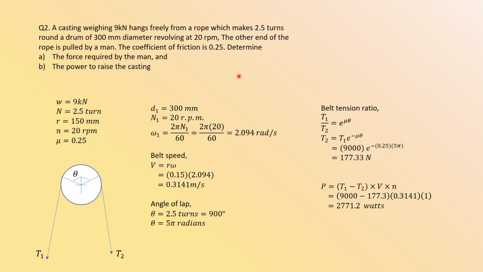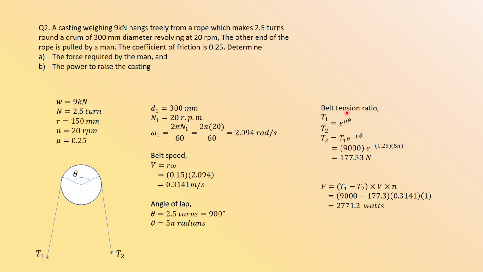Now, the angle of lap: they say the belt or the rope has made 2.5 turns over the pulley, so it equals 5 pi radians. So straight away, using your belt tension ratio, find out your T2, then the power. This N here is not the N of this. This N here is actually the number of ropes, so it is 1. You don't have to take cosecant beta over 2 into account here yet, because this is not a groove pulley. We haven't considered that part yet.